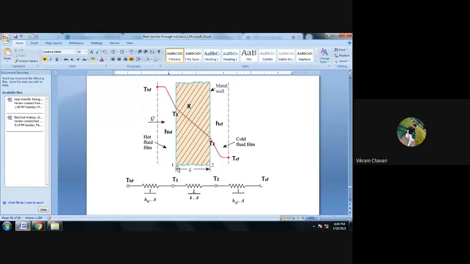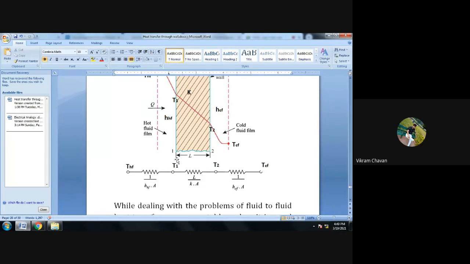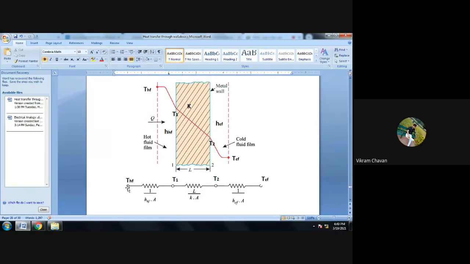And the thickness of the metal wall is L meter. Or thickness is equal to L. Okay. Then next, draw the electric analogy circuit for this particular diagram.